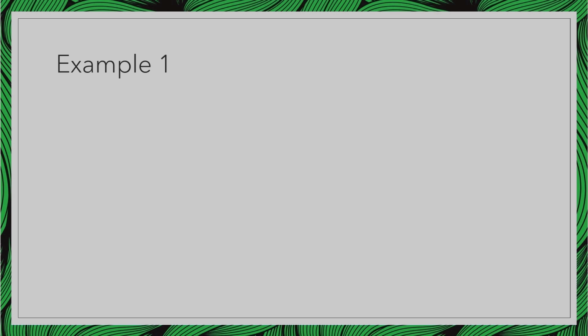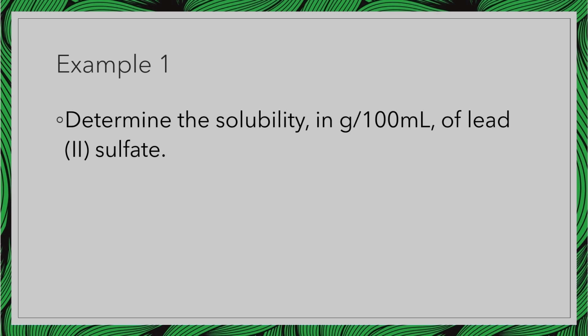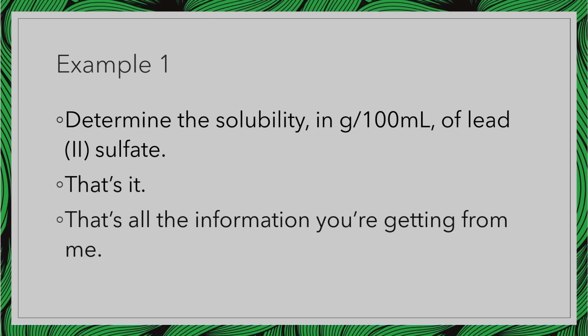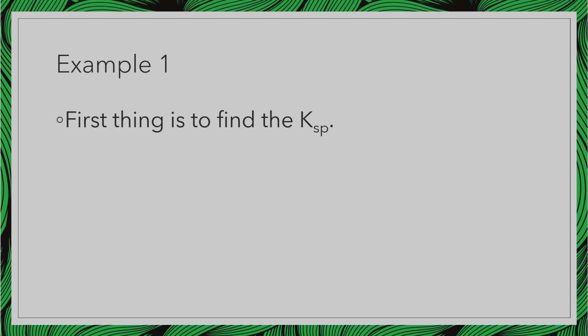So what we're going to do is jump straight in with an example. Determine the solubility in grams per 100 mL of lead(II) sulfate. Now, lead(II) sulfate, we're given no more information than that. But we actually do have some information on our formula sheet. That's all the information you're getting from me. It's also all you need because, like I said, the information is on the formula sheet.